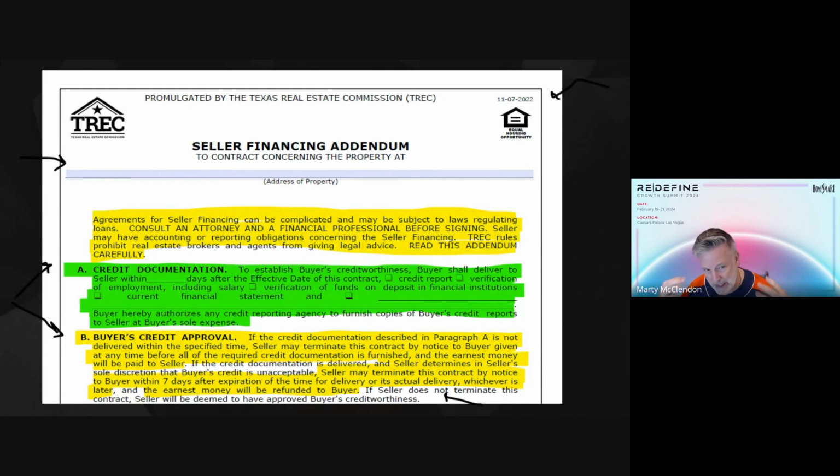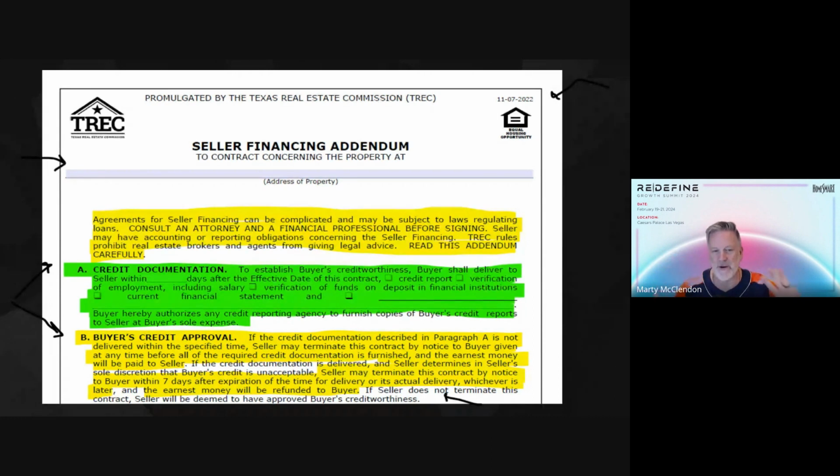So the big highlighted part at the very beginning is a disclosure to both buyer and seller. It says agreements for seller financing can be complicated and may be subject to laws regulating loans. That's why we can't do the loan ourselves. Consult an attorney and a financial professional before signing. Seller may have accounting or reporting obligations concerning the seller financing. Once again, interest they collect on the loan could be reportable. Certain types of loans are governed under the state of Texas. TREC rules prohibit real estate brokers and agents from giving legal advice. So read this addendum carefully.